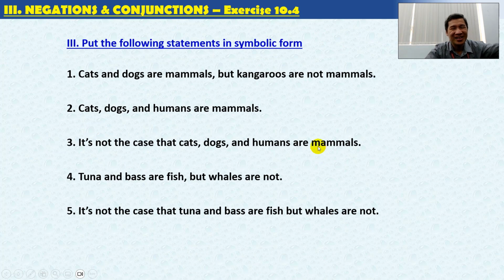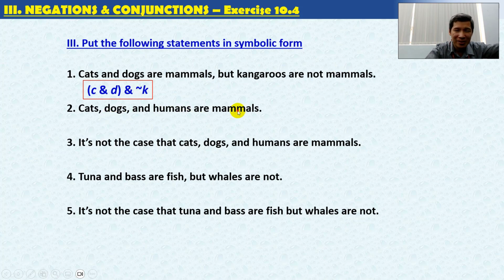Okay, now put these in the symbolic form. Cats and dogs are mammals. Pay attention to the comma. Cats and dogs are mammals. We have C and D. A comma here refers to conjunction outside, not in brackets, and not K.